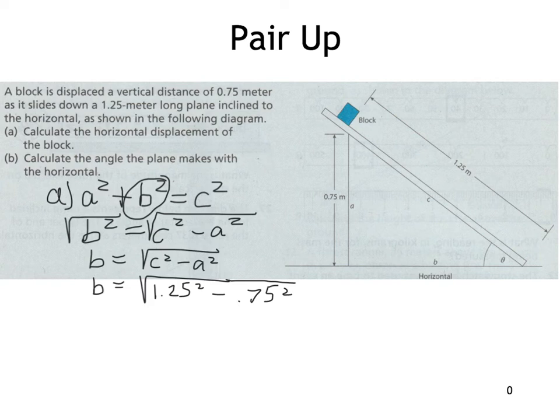So I just plugged all those values into my trusty calculator, and I got actually a very even 1, and the unit there is going to be meters. So in the next step, which is part B, we need to calculate the angle that the plane makes with the horizontal. So the angle that the plane, which is here, makes with the horizontal there is going to be theta. So I'm going to use a trigonometric function.